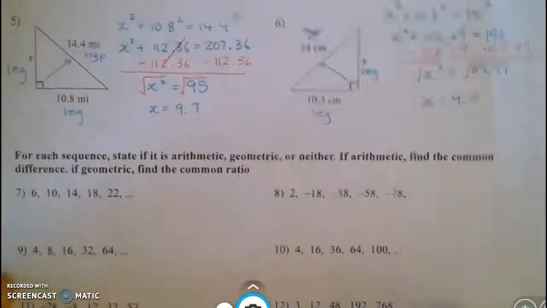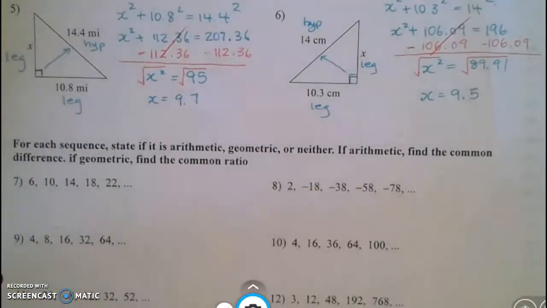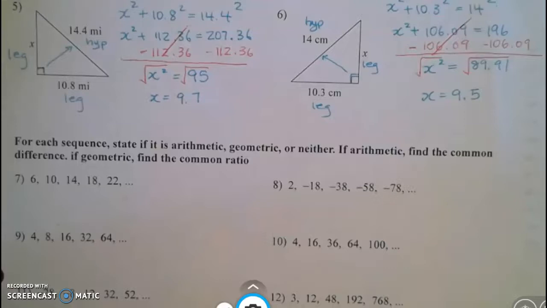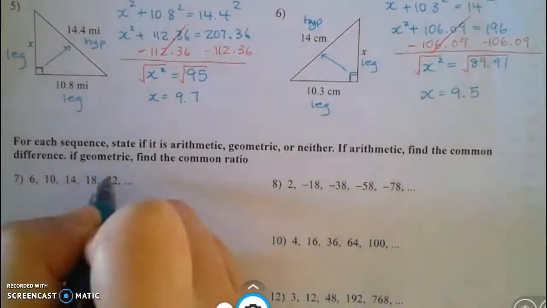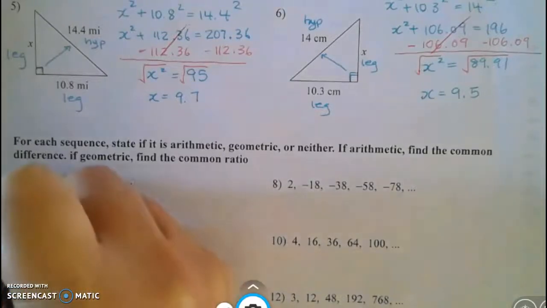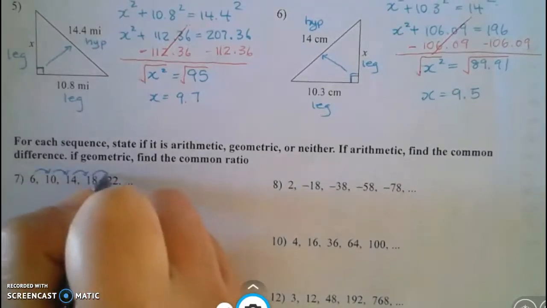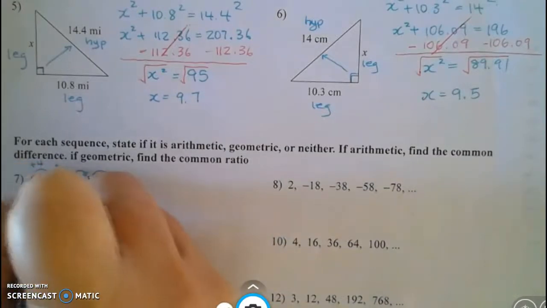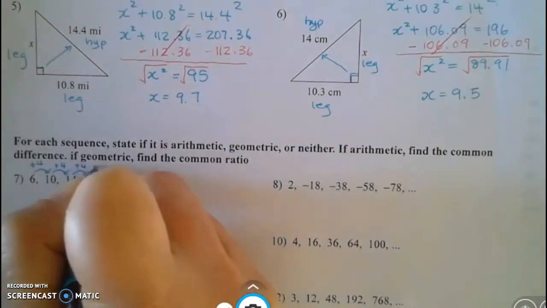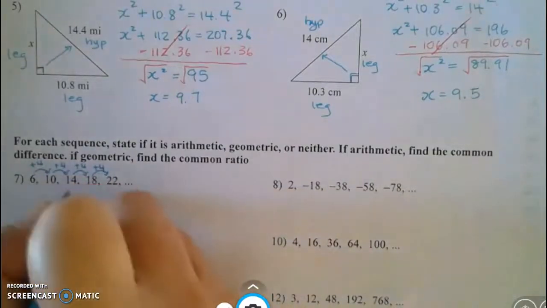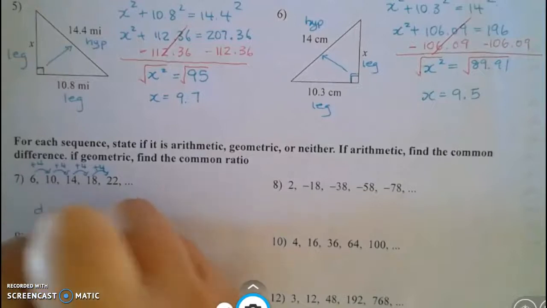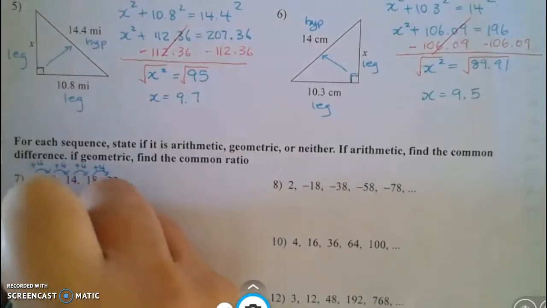The next sections are sequence and series. It's a review of that. For each sequence, state if it's arithmetic, geometric, or neither. If arithmetic, find the common difference. If geometric, find the common ratio. Well, it's arithmetic if you are adding the same number to each of the previous numbers to get the next number. What's going on here? 6 to 10 to 14 to 18. Do you see that 4 is being added each time? Okay, so that means you have a common difference of 4 and it is an arithmetic sequence.